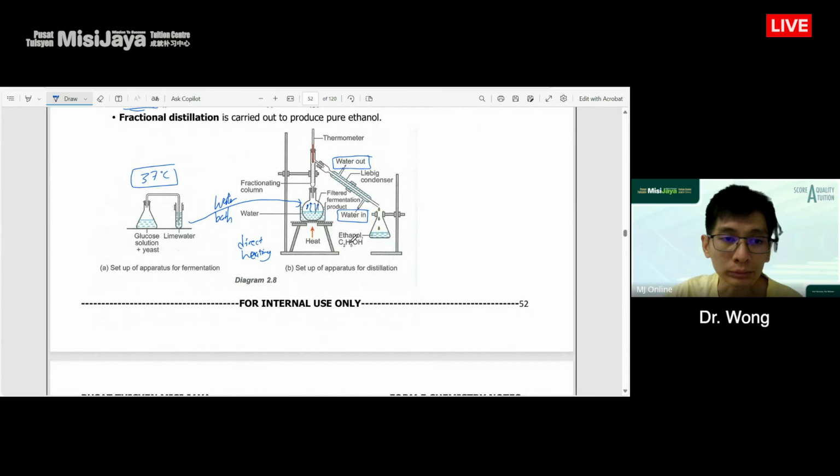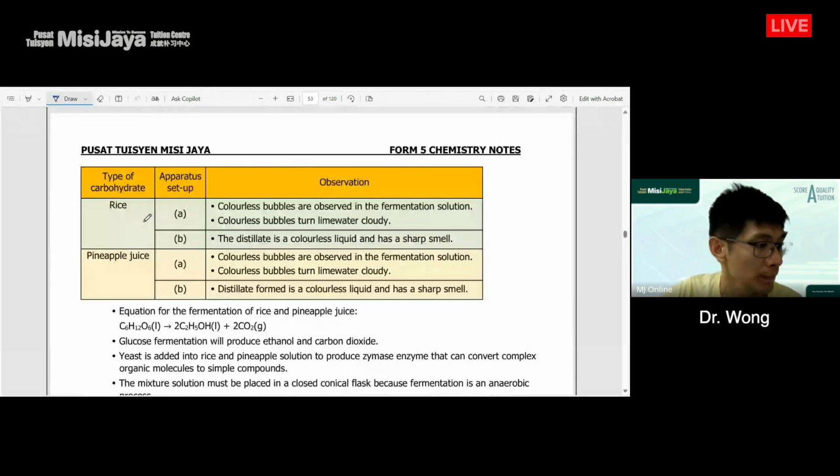So, as you can see here, if we use the rice or the pineapple juice, we will get a similar observation where fermentation and solution happen. Lime water turns cloudy, meaning release of carbon dioxide. The distillate is a colorless liquid with a sharp smell.